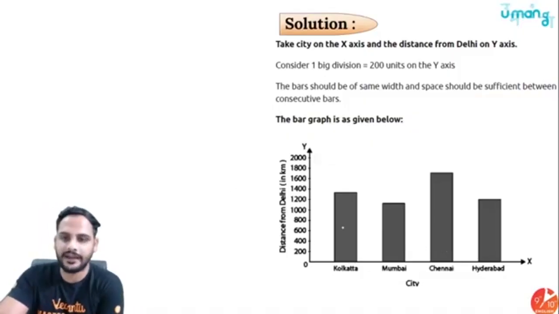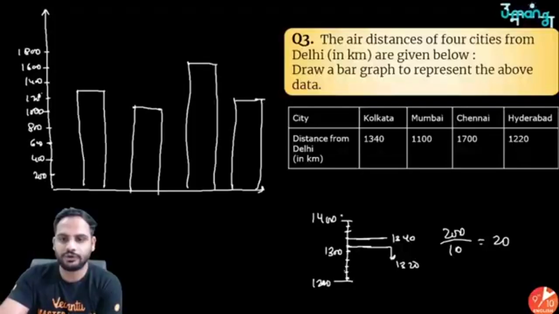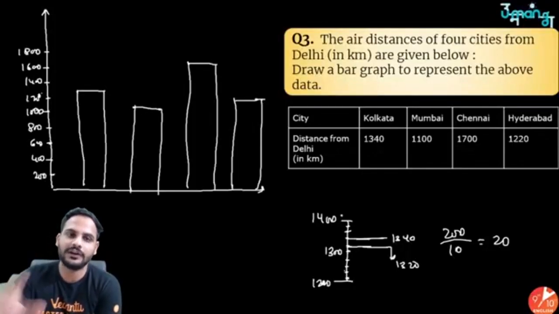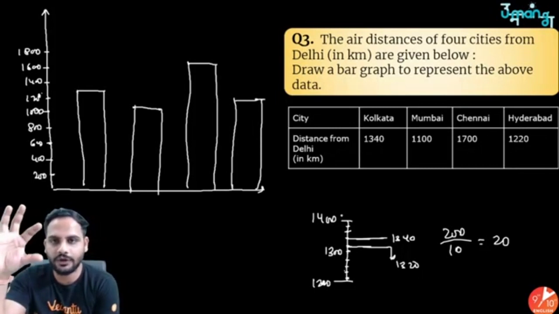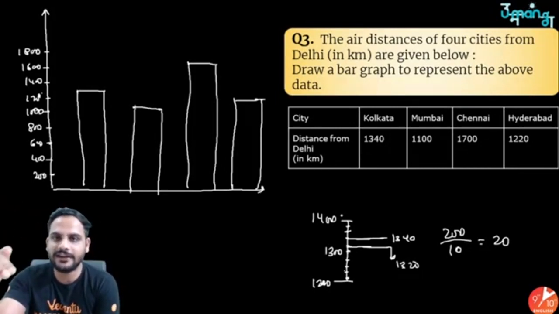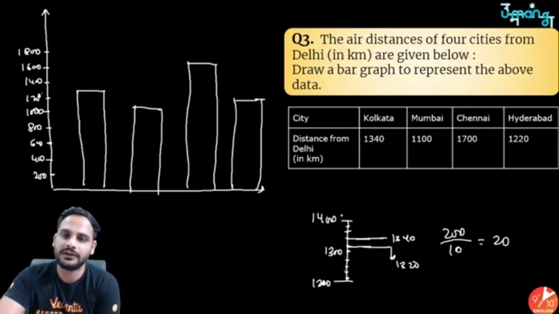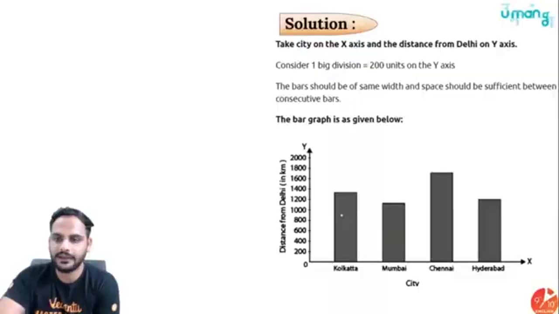I have told you how to find these middle values. Whatever the gap is on your 1 centimeter unit, divide that by 10 and you will get to know how much it is increasing with each line, and then you plot the remaining part. Okay, now let's move ahead.